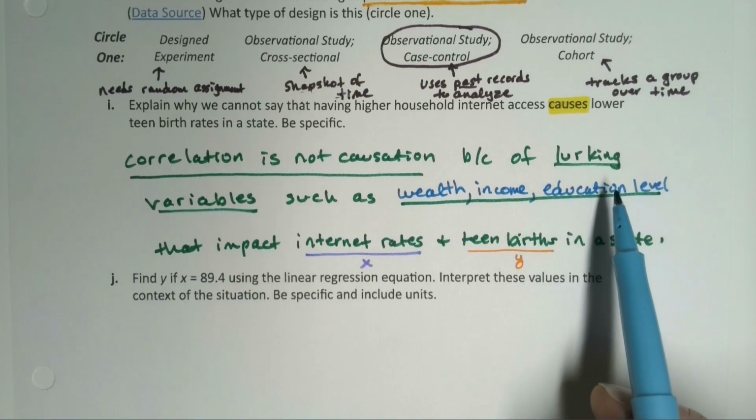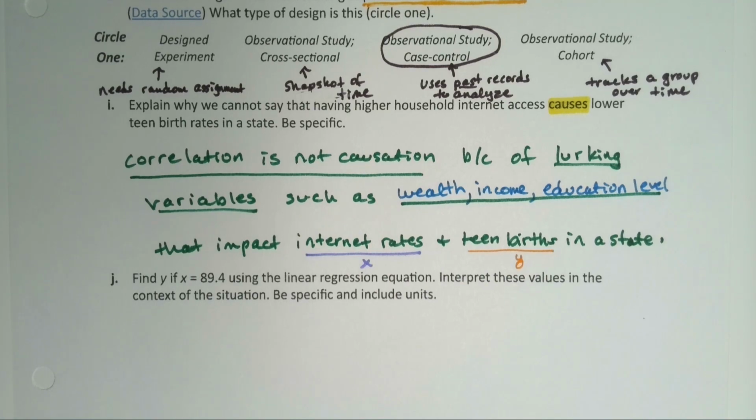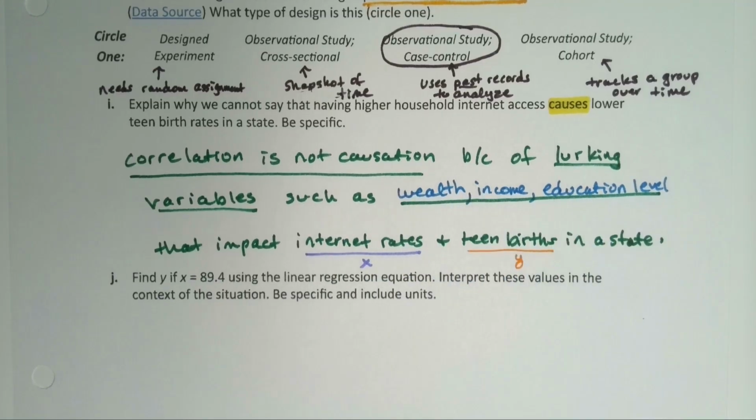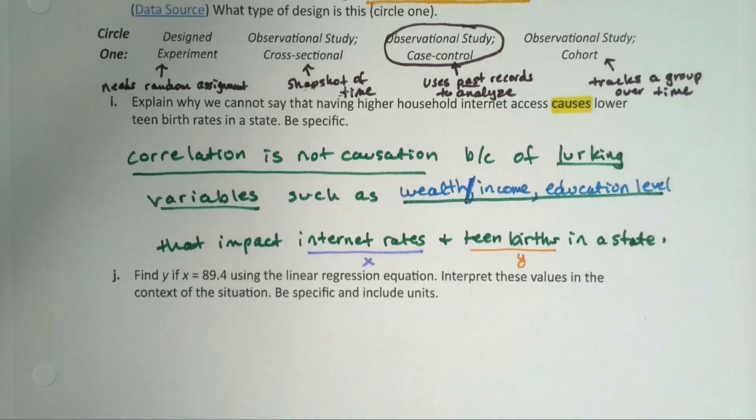Having a more educated population, you might imagine, could impact both of these things. Infrastructure, those kinds of things. How many hospitals are there in your state? How many hospital beds? How much care is there for pregnant folks in your state? That could also impact internet rates because there's wealth going on. So you're looking for a variable that's impacting both of these, and these three would be a good one, although wealth and income are really the same thing.